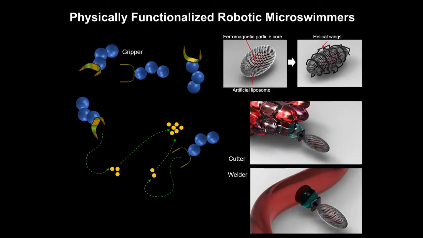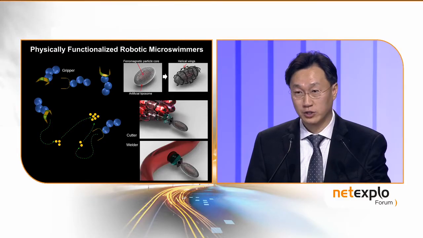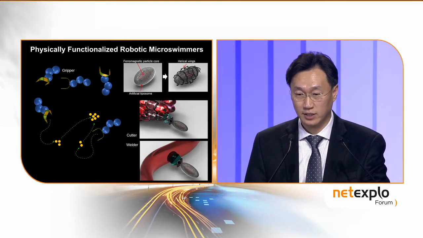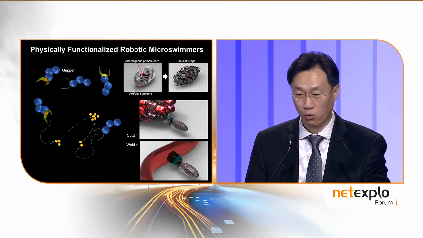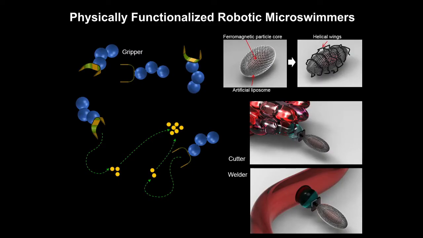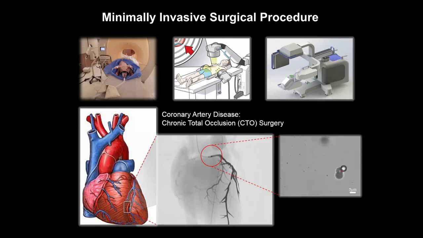And we also further functionalize our robot physically by the use of MEMS and NEMS technology. So the interior of this micro robot could have a gripper or a welder and also a cutter. So then they just do the engineering work with high accuracy. Basically, based on that, we can just achieve many different medical surgeries.